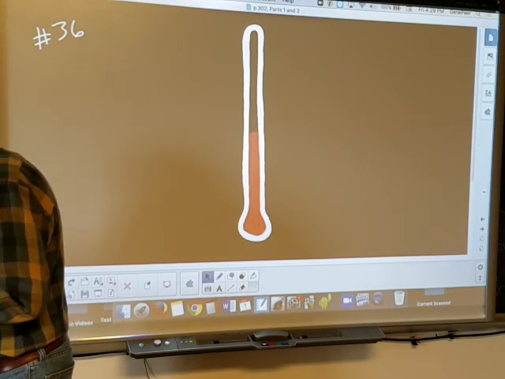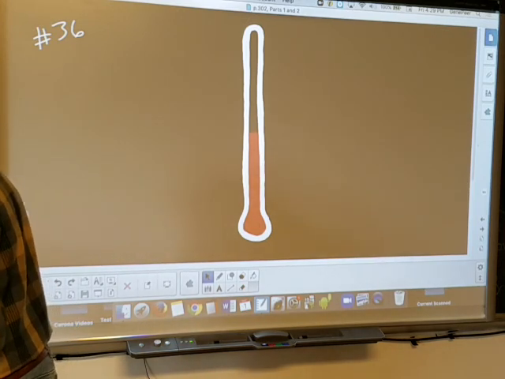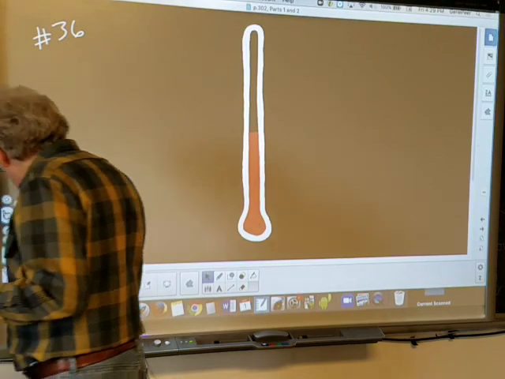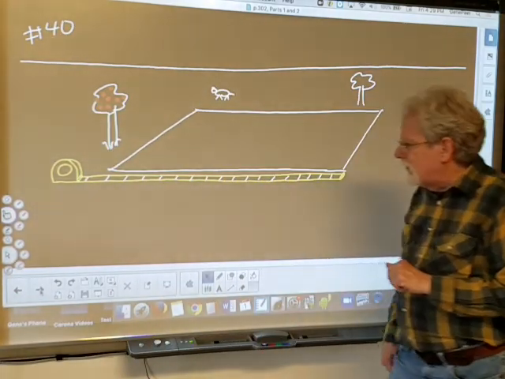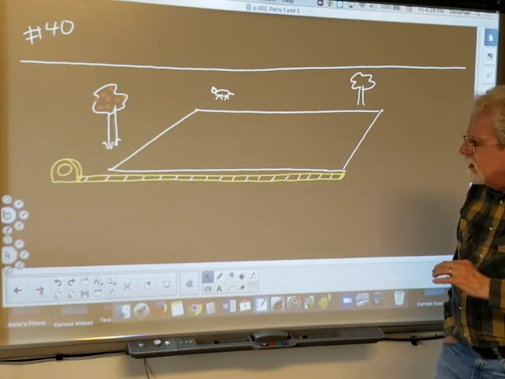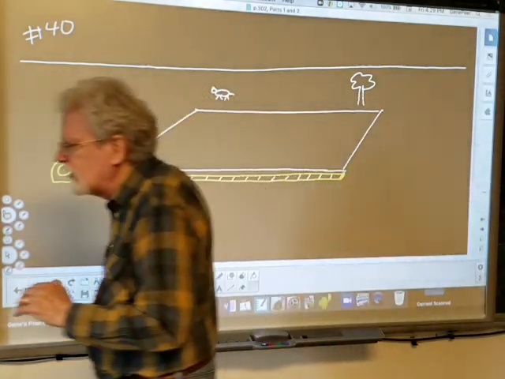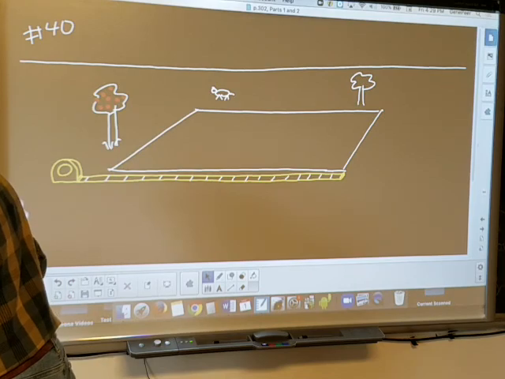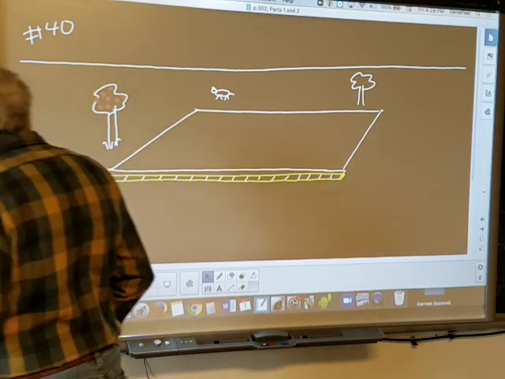Moving on to number... Last page, number 40. Yes, the plot of land question. It takes a little bit of thinking. This is kind of mental gymnastics here. It's a hot day. I think we started with a hot day, didn't we? Yes, we measure our land on a hot day.